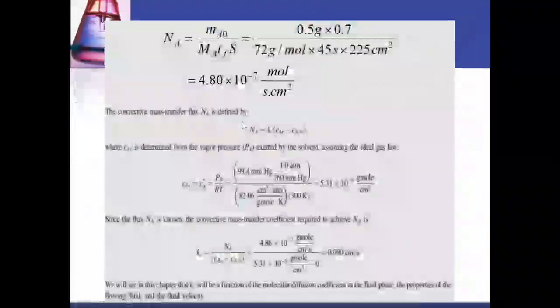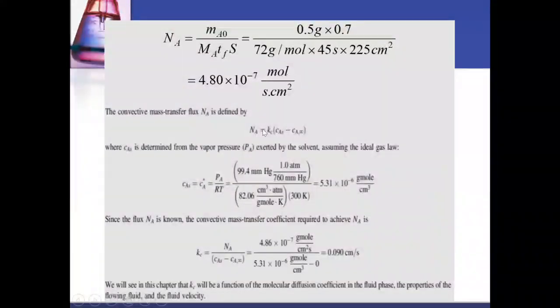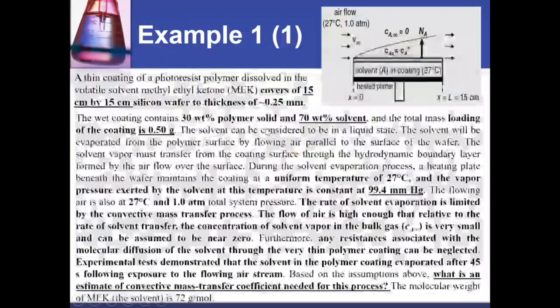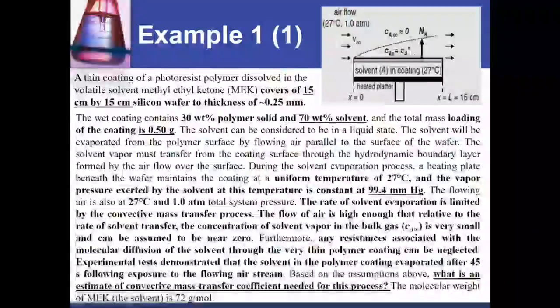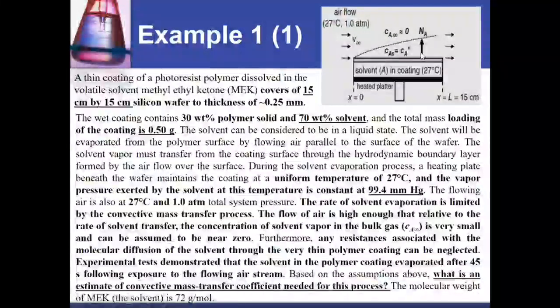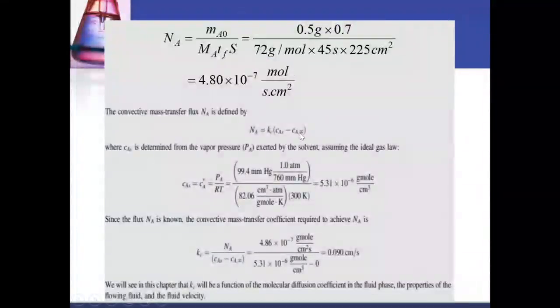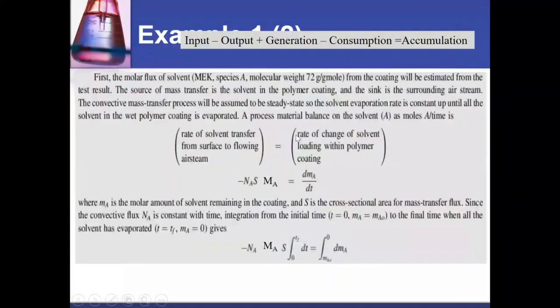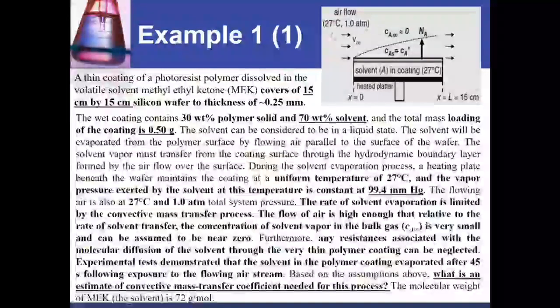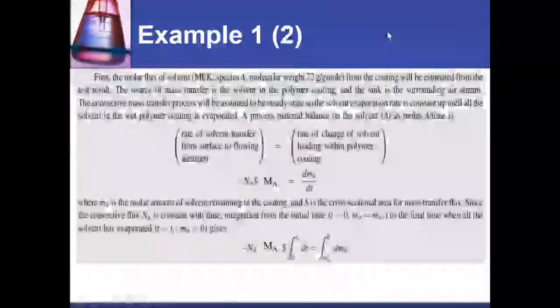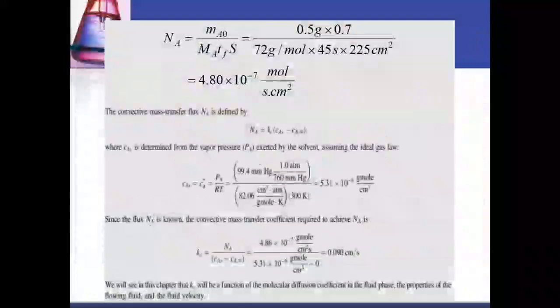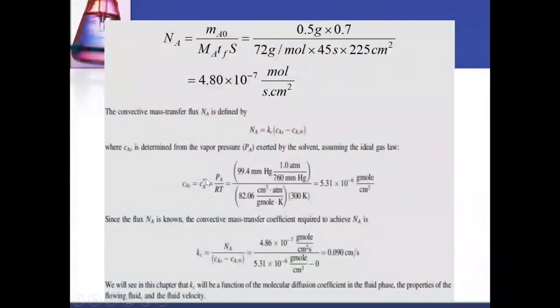Okay, so now we said that Kc, or the mass transfer in this layer, is dominated by the convective flux. So it will be just N equal Kc times the concentration gradient, which is Cs minus Ca infinity. Based on the assumption that we have very high airflow and it's pure, therefore Ca infinity is approximated to be 0, and Cs we can find from the partial pressure of the solvent at the surface.